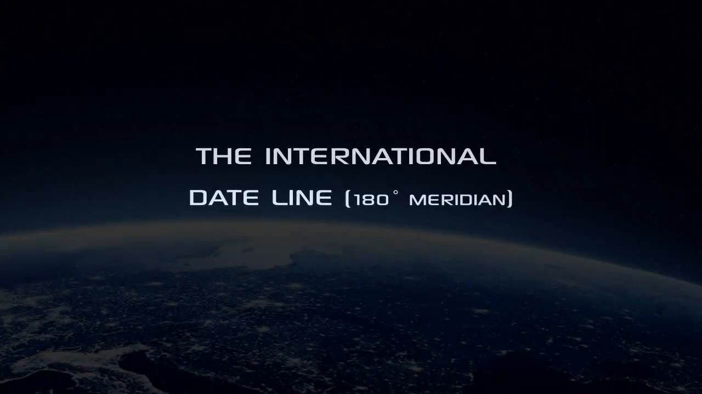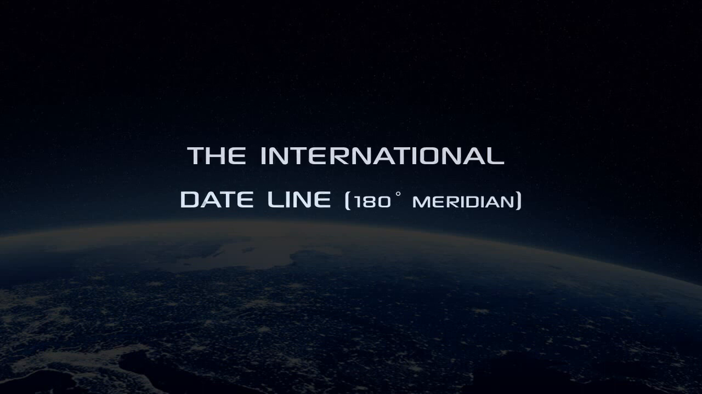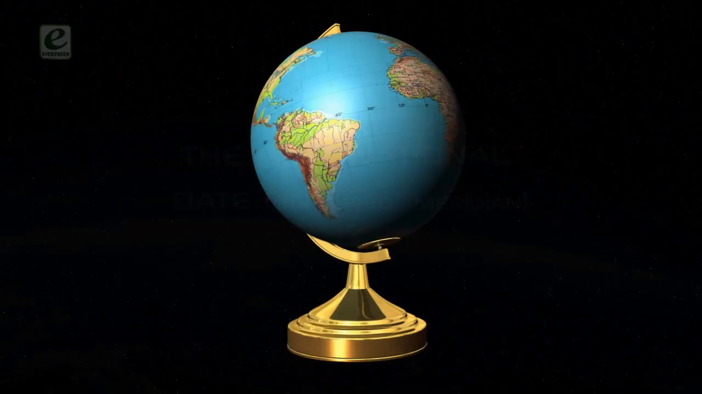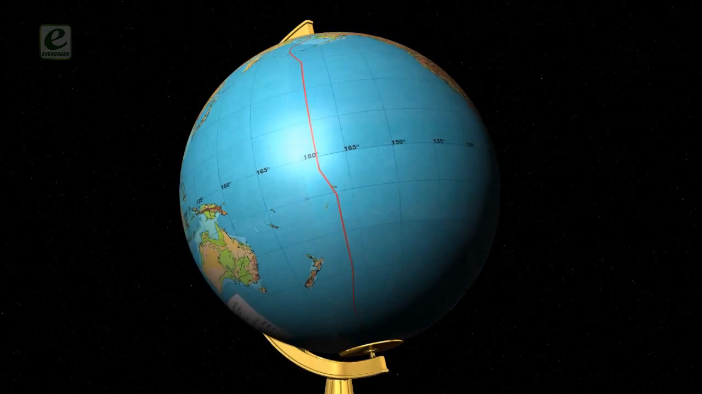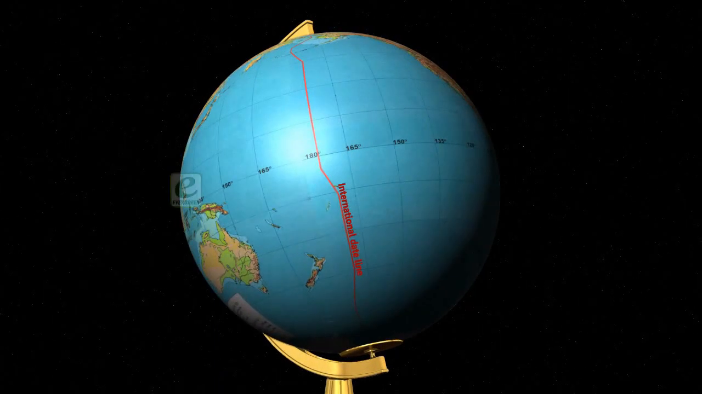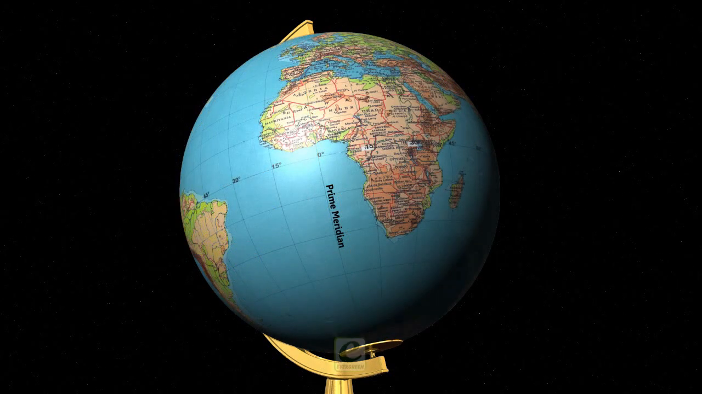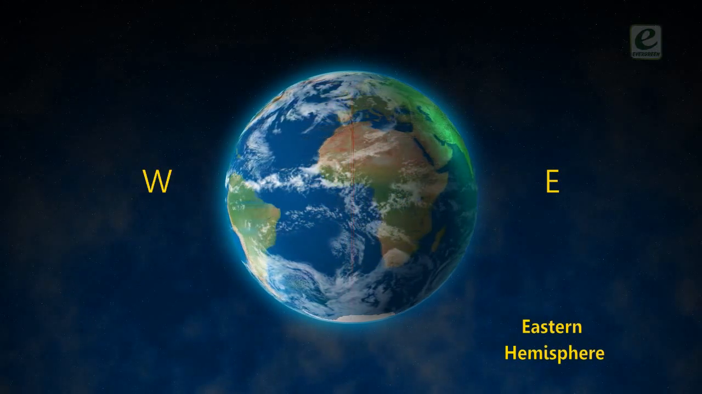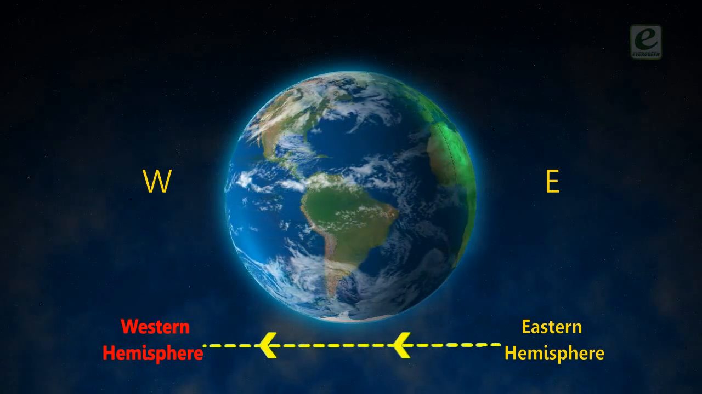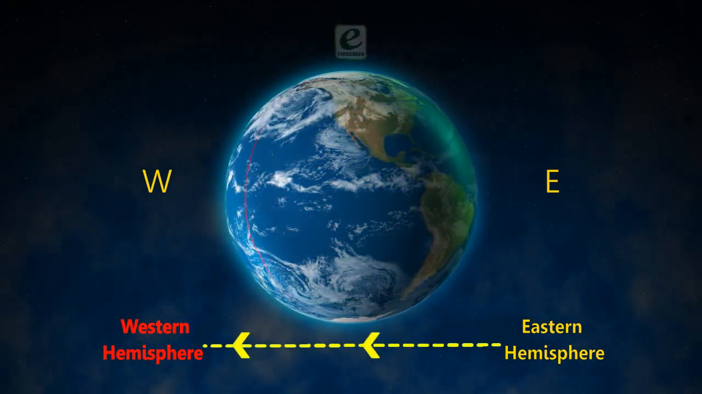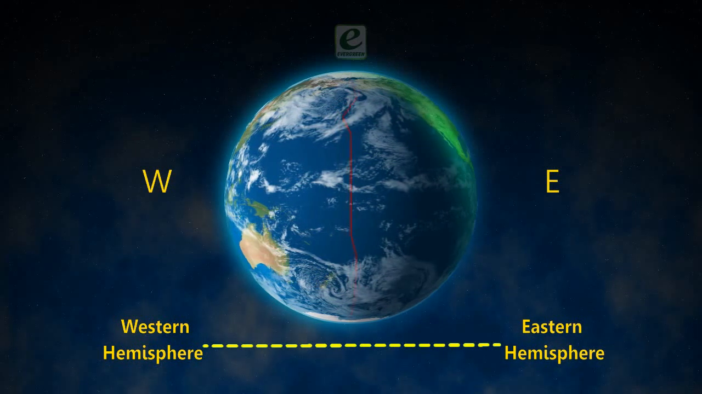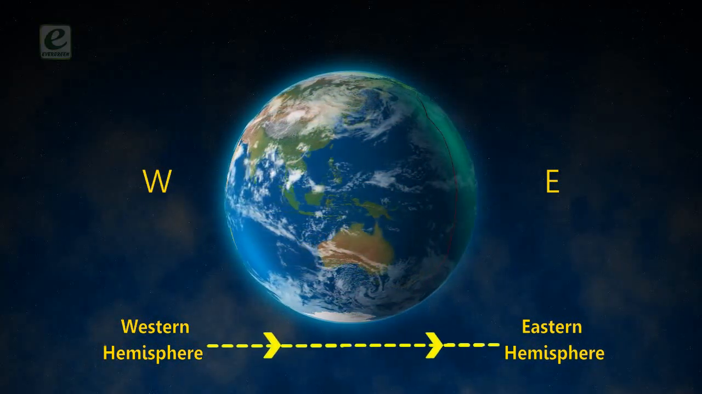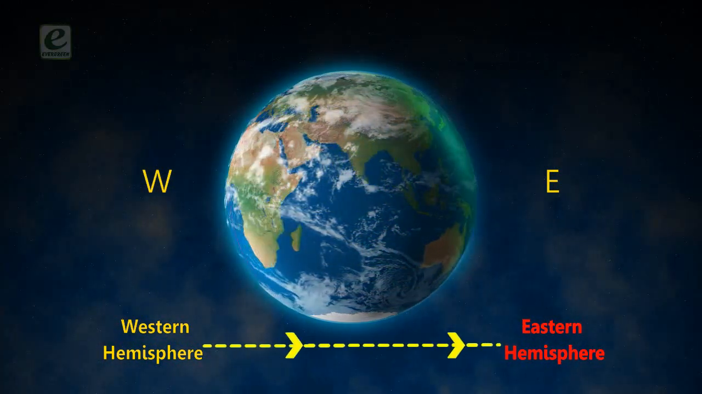The International Dateline, 180 degree meridian. International Dateline runs along the 180 degree longitude. This meridian runs directly opposite to the prime meridian. The day and date change if we cross the International Dateline. If we cross the IDL from east to west, we gain a day, and the date will change to the next day. Similarly, if we cross the IDL from west to east, we lose a day.